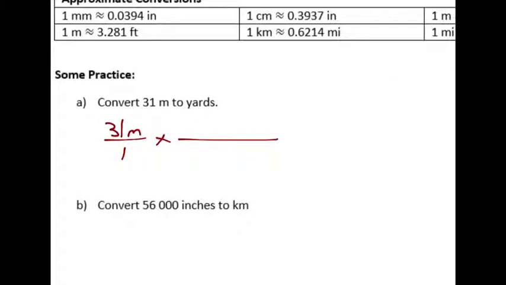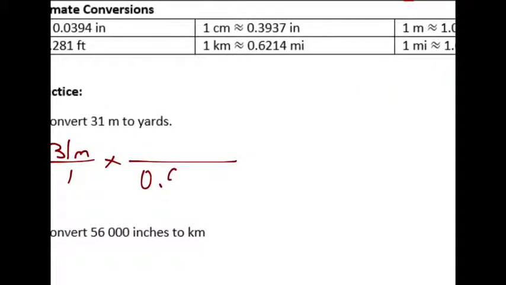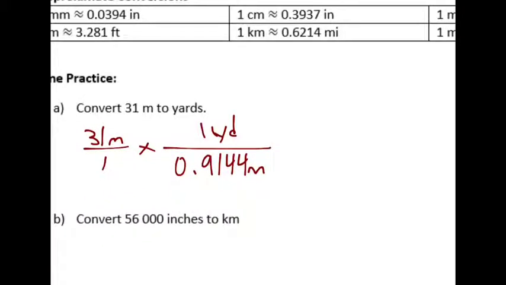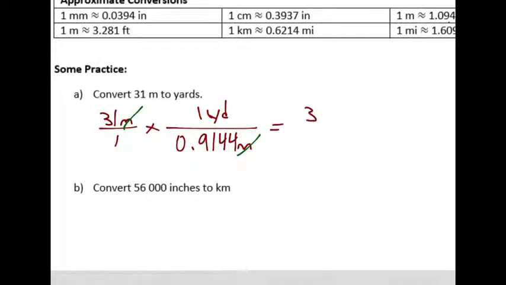How do I set up my conversion factor? 0.9144 would go on the bottom. Good. Don't forget to put the unit there. And the 1 yard on top. So you can see that I have meters on the top, meters on the bottom. They cancel nicely. Now my measurement will be in yards. So let's multiply the tops and bottoms. So I get 31 times 1 is 31 over 0.9144. What does that equal?